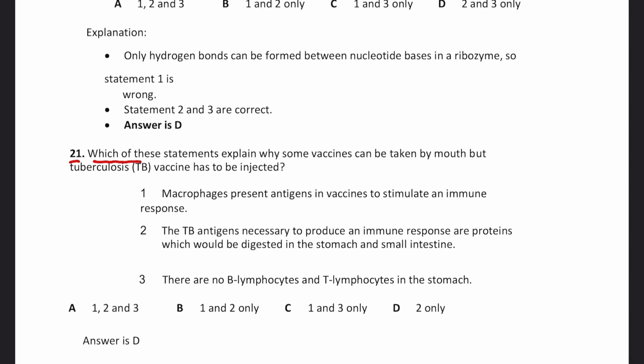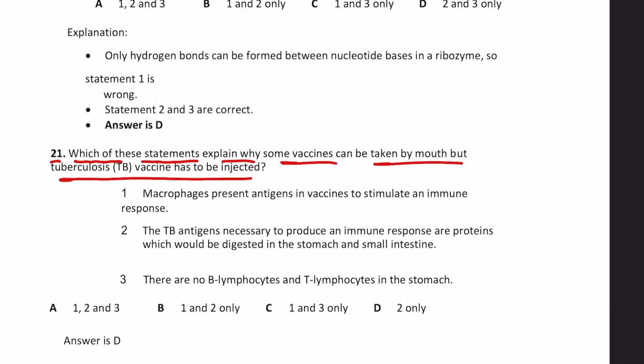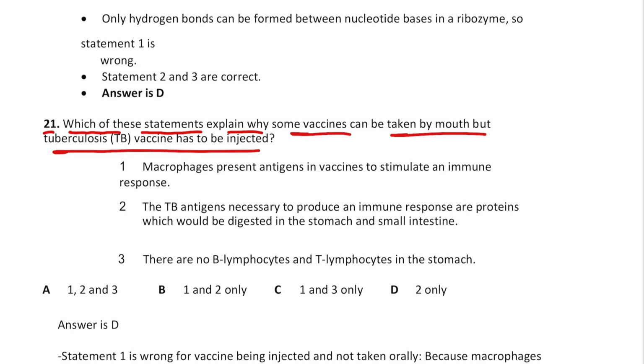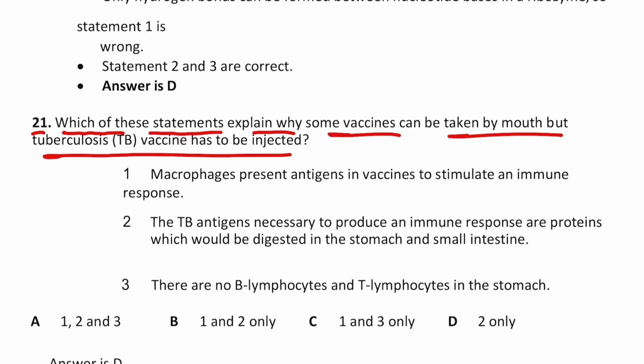Which of these statements explain why some vaccines can be taken by mouth but the tuberculosis vaccine has to be injected? Okay guys, they ask which statements out of these three would explain why we need to inject the TB vaccine rather than taking it by mouth. As you all know, some vaccines can be taken by mouth, like the oral polio vaccine and the oral cholera vaccine, right? Those vaccines can be taken by mouth, but the TB vaccine can only be injected. It cannot be taken by mouth. What could be the right explanations?